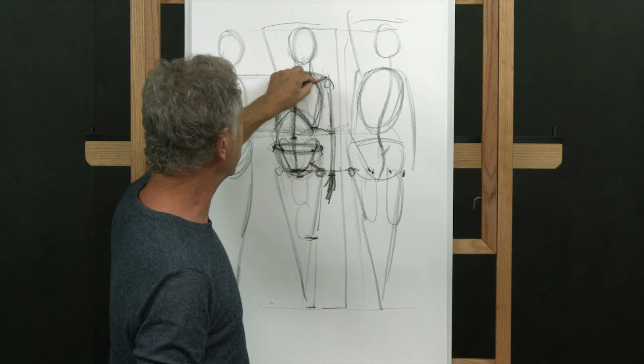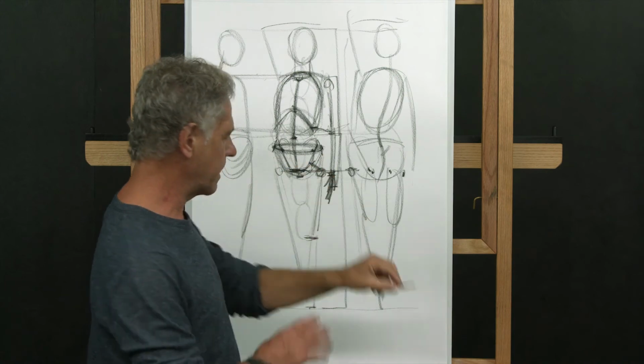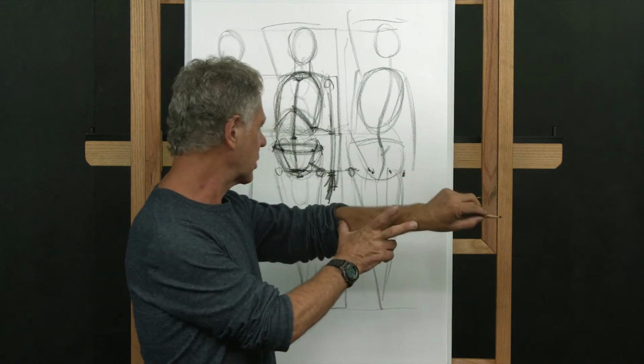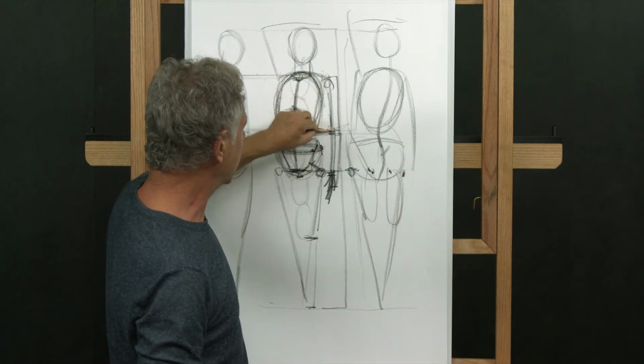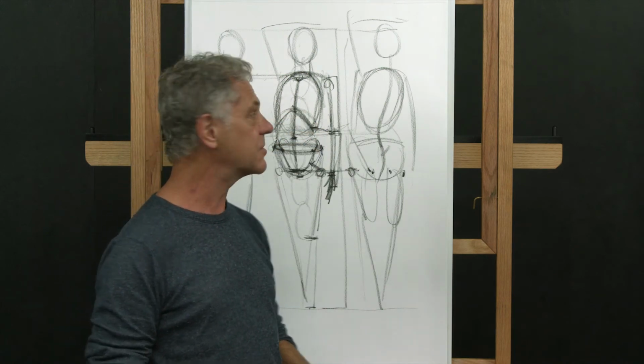Now, the interesting thing is that this distance equals from there to the first knuckle. So the forearm is actually shorter than the upper arm. And once you do these things, you may be surprised at the true length of things.